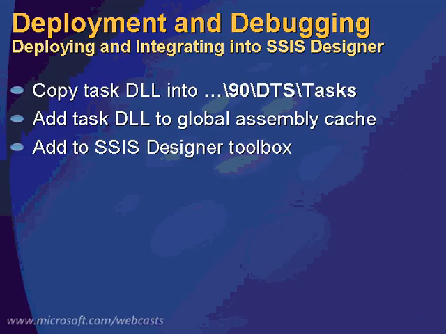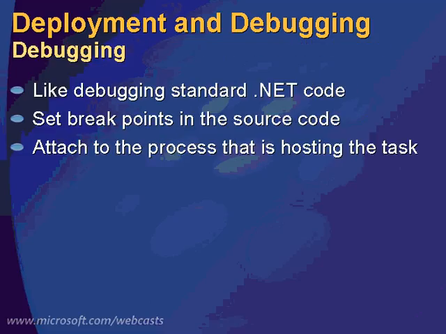So once we have created our task, how do we deploy it and integrate it into the designer? Well, basically you copy it into the C:\Program Files\Microsoft SQL Server\90\DTS\Tasks folder. You drop it in there, then you add it to your GAC. After that, you just go to your SQL Server Integration Services designer, right-click on your toolbox, and select Choose Items, and you just browse for it. It should appear right in there, and then it will be available for you to use during your package creation.